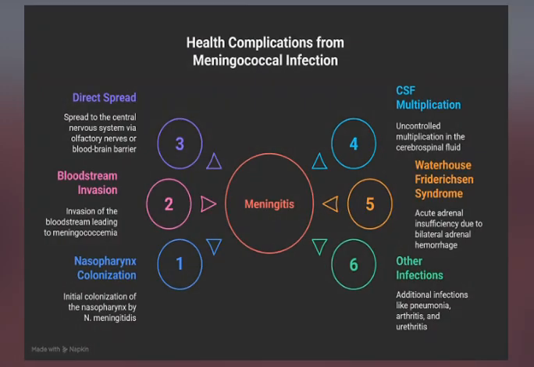Meningococcal infection starts with colonization in the nasopharynx. From there, it can invade the bloodstream, causing meningococcemia. It spreads directly to the central nervous system via olfactory nerves or the blood-brain barrier, multiplying uncontrollably in cerebrospinal fluid. This can lead to Waterhouse-Friderichsen syndrome, a severe adrenal failure, and other infections like pneumonia and arthritis. Understanding this progression is vital for recognizing and treating meningitis.